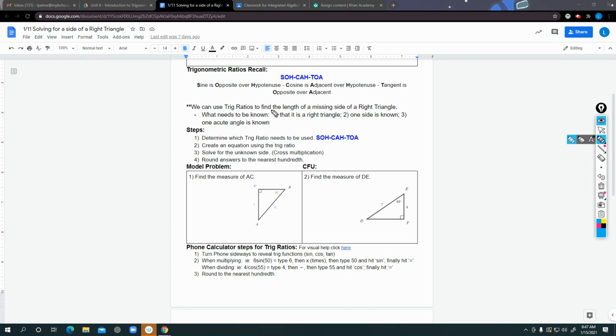With the Pythagorean theorem, you need to know two sides. With a trig ratio, you just need to know one side that is known, and one angle. So one side and one acute angle, and that it's a right triangle.